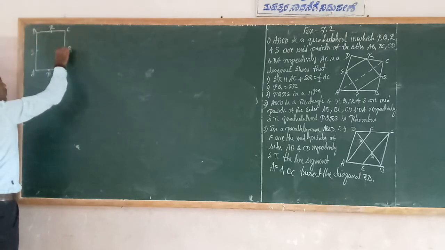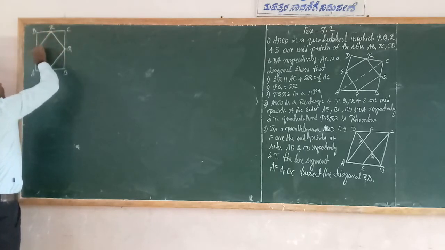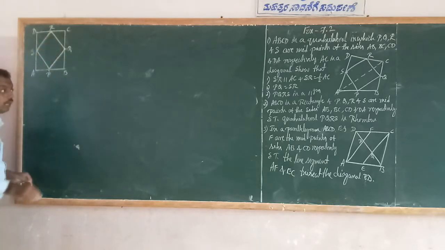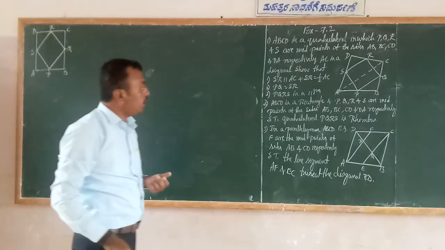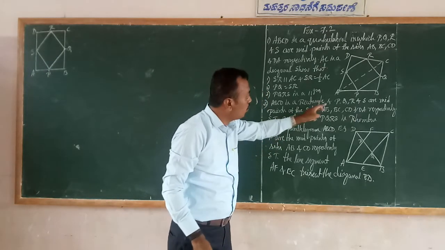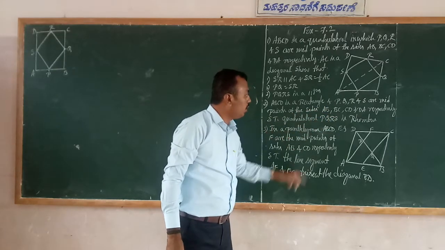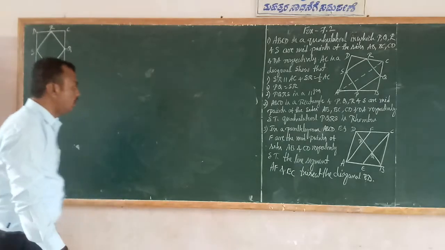Now you have to join them. They are not given in the diagram. We have to create the diagram. See, P, Q, R, S are the midpoints of AB, BC, CD and DA respectively. Show that quadrilateral PQRS is a rhombus. Okay. Let us start it.